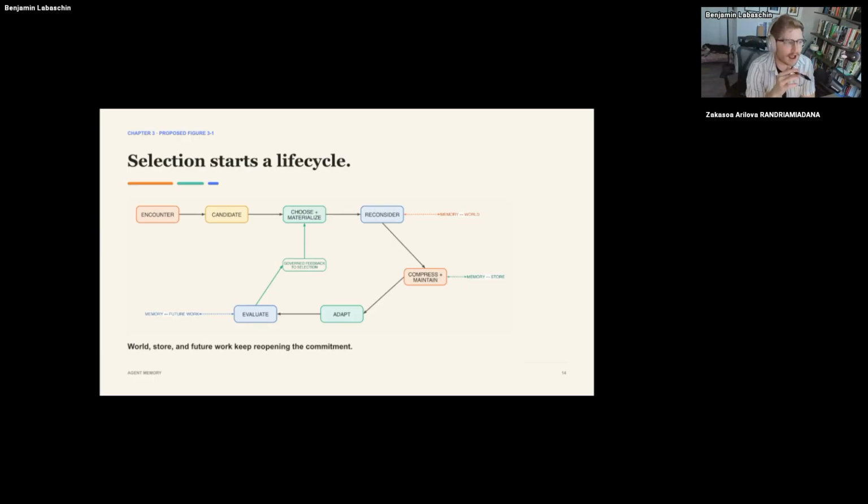The thing I would say about this is that there are 3 relationships. It just so happens that there are a lot of 3 categories to consider when you're thinking about memories. And that is the memory's relationship to the world, the memory's relationship to a store where it's stored, and the memory's relationship to future work. So let's talk about that.